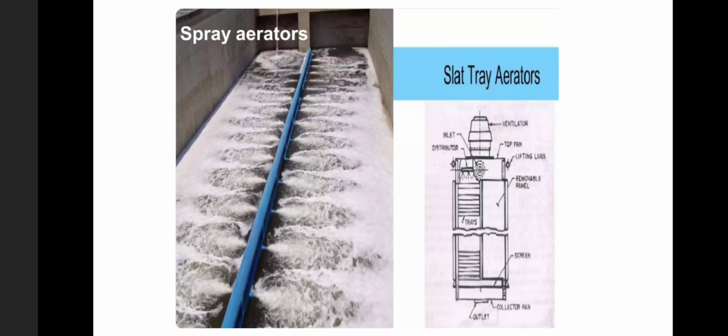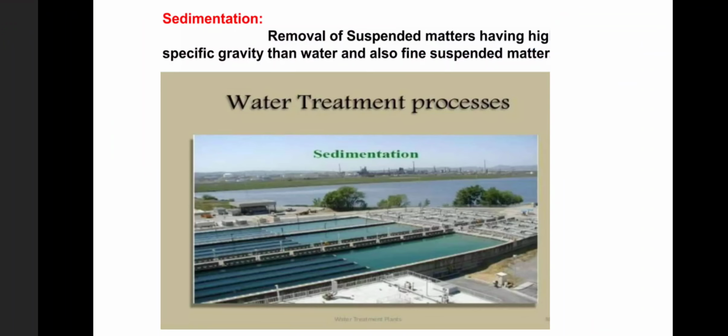There will also be slat tray aerators kept. Here in the slat tray aerators, one end is fixed with spray aerators and the other end is fixed with the tray aerators. In the tray the minute particles will get attracted and settle, and the tray can be a removable type, and with the help of the removable tray we are able to collect the minute particles present in the wastewater.